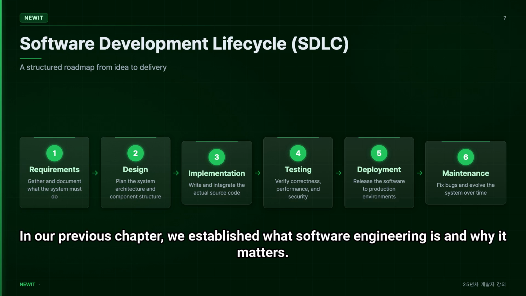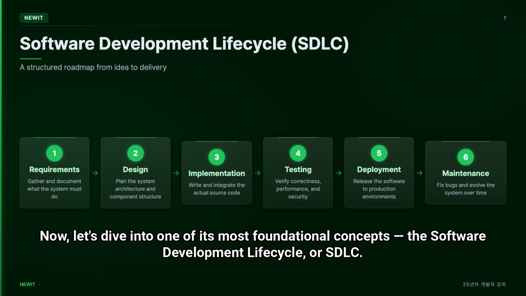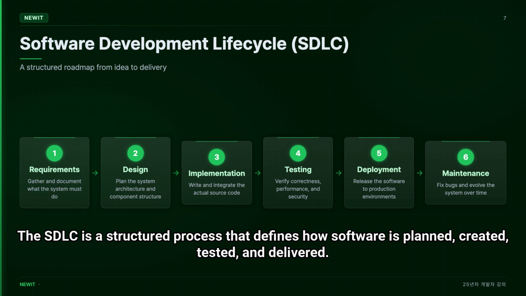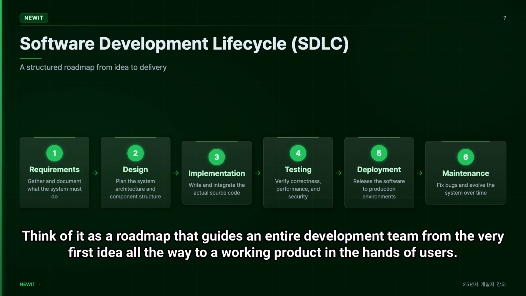In our previous chapter, we established what software engineering is and why it matters. Now, let's dive into one of its most foundational concepts, the software development lifecycle, or SDLC. The SDLC is a structured process that defines how software is planned, created, tested, and delivered. Think of it as a roadmap that guides an entire development team from the very first idea all the way to a work product in the hands of users.